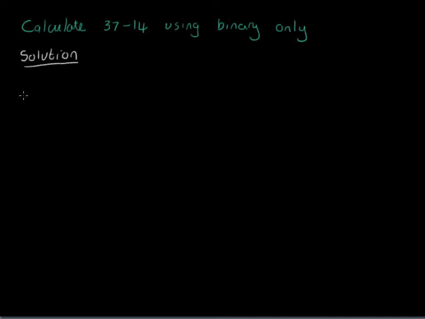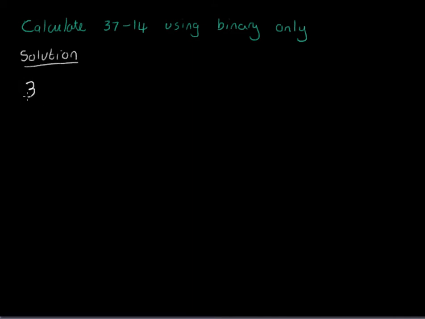In this example, we're going to calculate 37 take away 14, but we're going to use binary only. Now this is a very popular type of question in the AS computing exam, and using binary only is important because 37 take away 14 is quite easy to do. But watch this method and see how you get on.